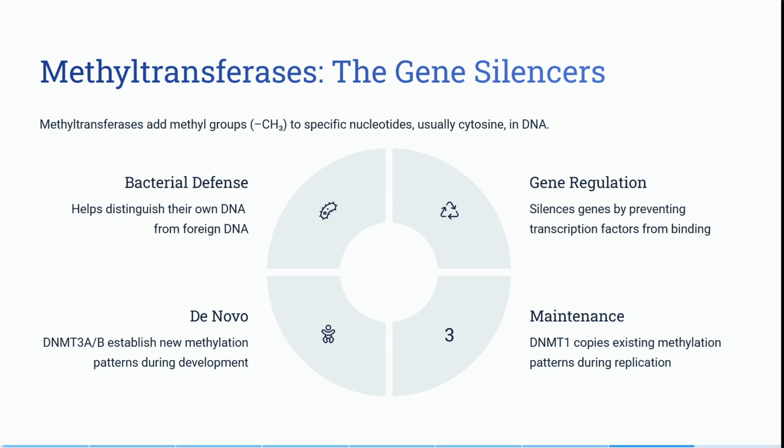Methylation patterns are critical for processes like X chromosome inactivation, imprinting, and even aging. Abnormal methylation is often seen in cancer. For example, hypermethylation of tumor suppressor genes can silence them, allowing uncontrolled cell growth. These enzymes also play a role in epigenetics, the study of heritable changes in gene expression that don't involve changes to the underlying DNA sequence. In other words, methylation helps cells remember which genes to turn on or off.